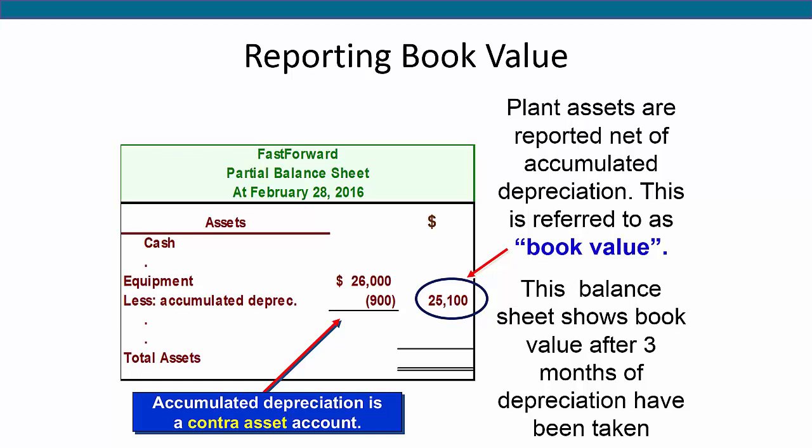Because the contra account appears on the balance sheet, it will not be closed at the end of the period. This is important foreshadowing for you. It will be carried forward to 2016 and used to accumulate more depreciation related to equipment.